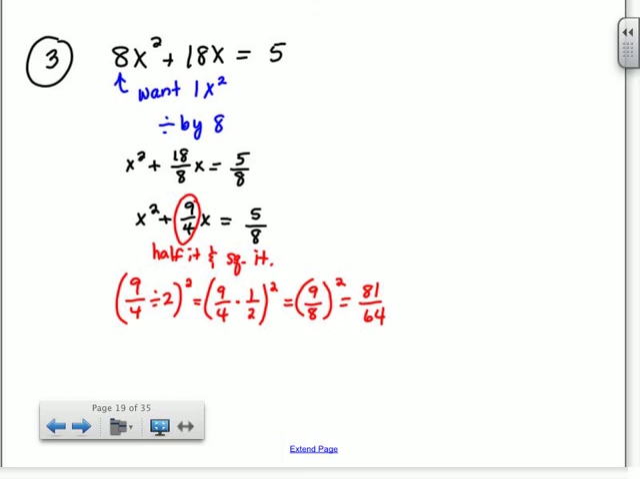That's the number that I add to both sides of the equation. So I'm going to have x squared plus 9 over 4 x plus 81 over 64 equals 5 over 8 plus 81 over 64. Okay, so I'm just adding from that step.